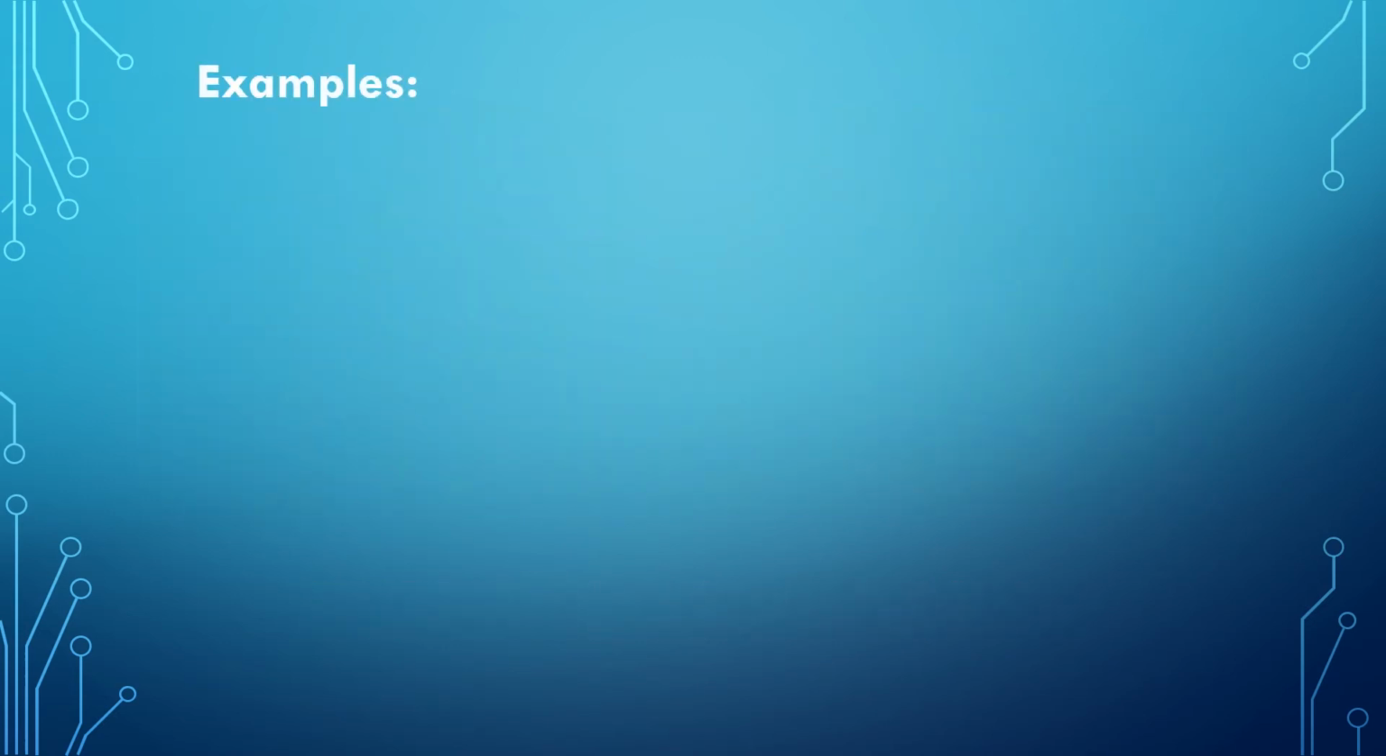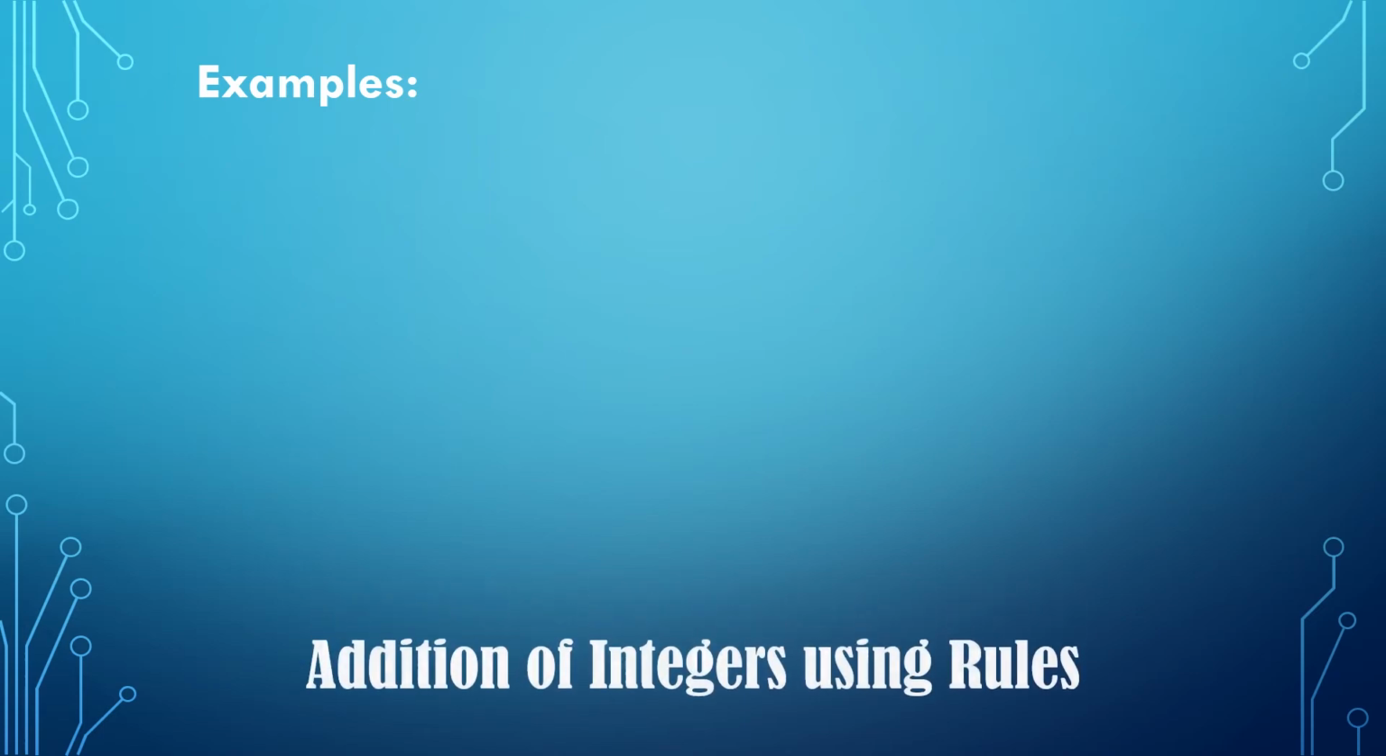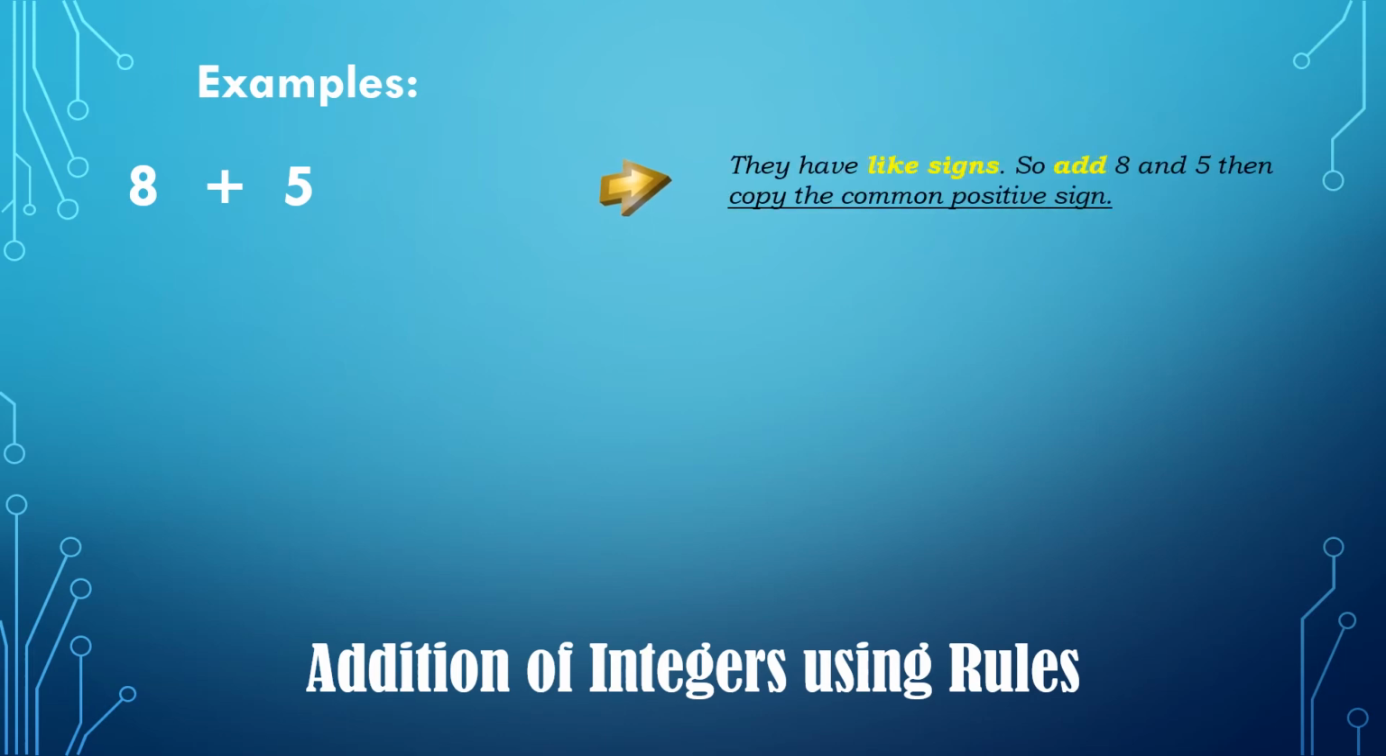Let us add the following integers using the rules. Positive 8 plus positive 5. Using the rule, they have like signs, so we add 8 and 5, then copy the common positive sign.